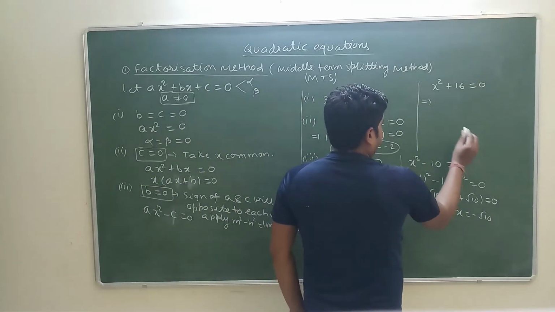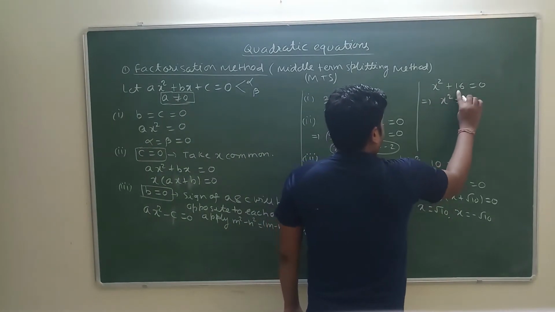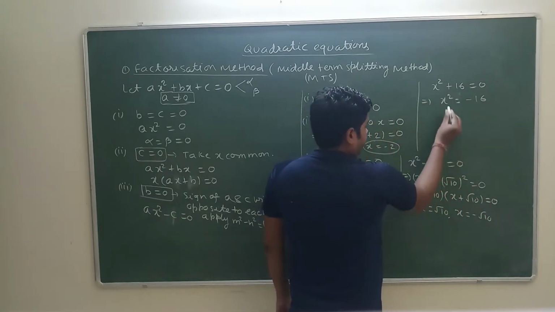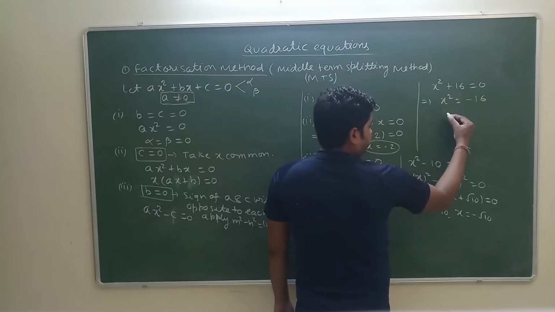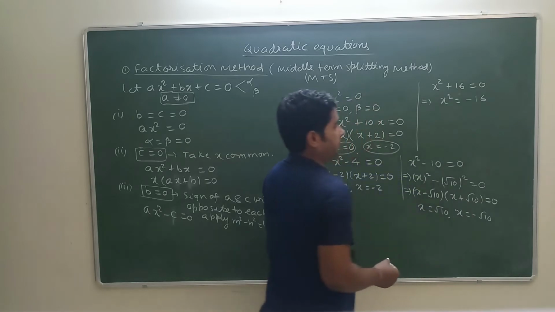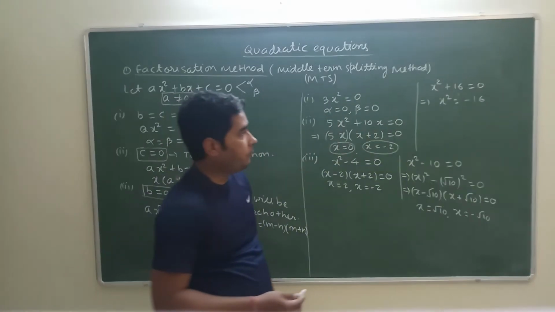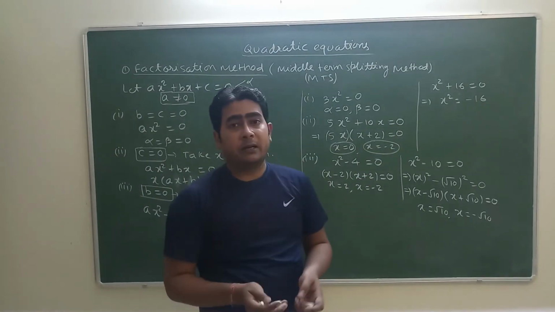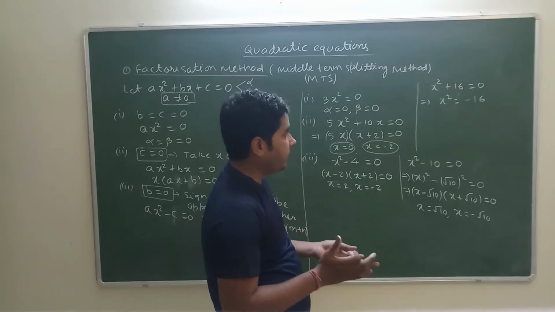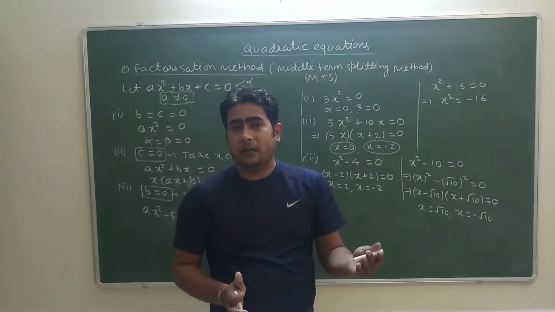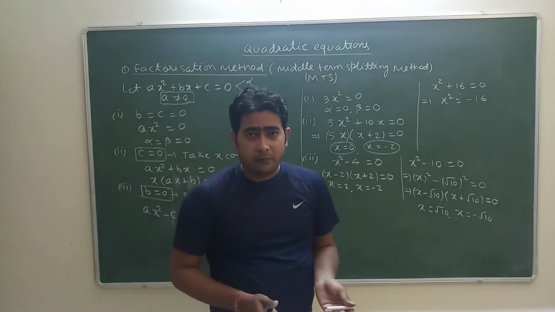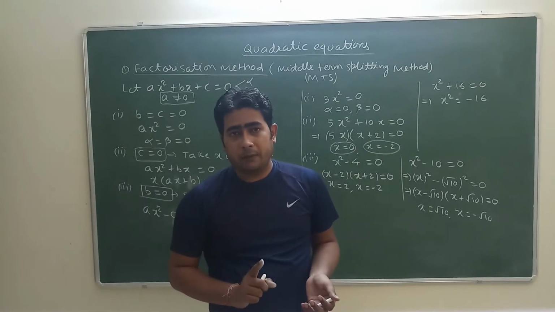Then what will we do? We will just transpose this 16 to the right hand side. If we do so, there will be a situation in which some number whose whole square is a negative number. It's not possible actually. For any real number, the square of that number is always positive. That is the definition of real numbers. Real numbers are those numbers whose squares are positive. If any number has a negative square, then that number is not a real number.